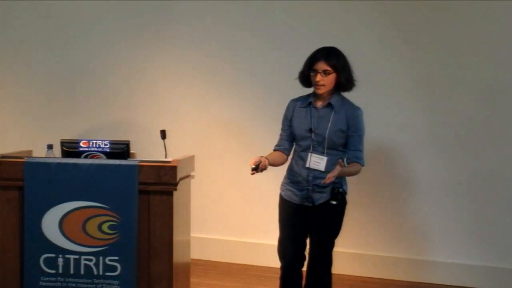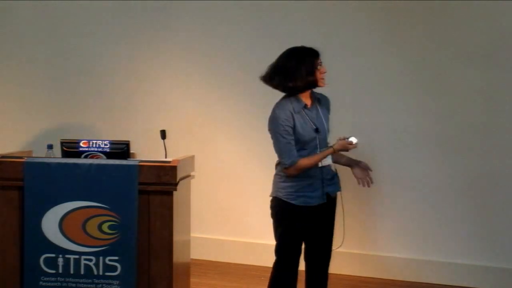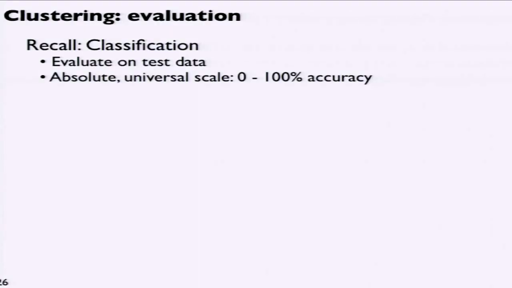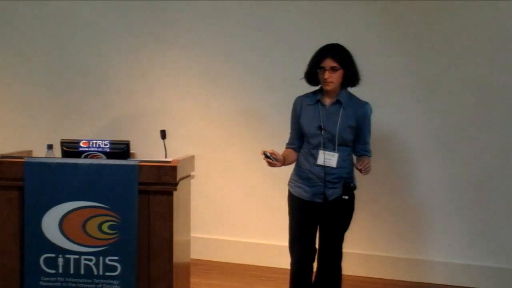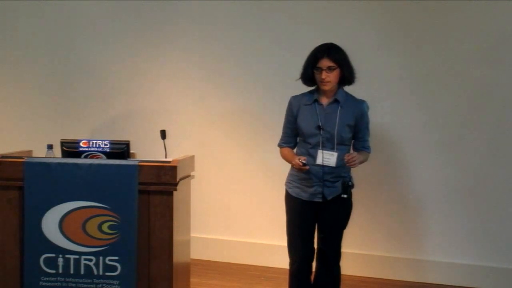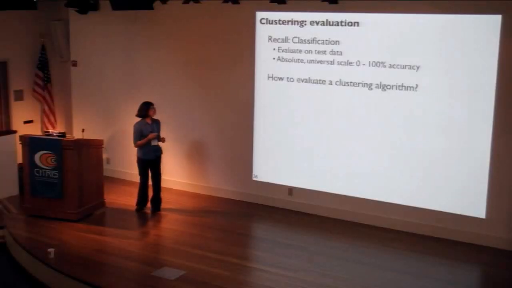So what do I do? Well, if you recall from classification, this is a much simpler problem. We have our training data, and we have our test data, and we evaluate on the test data. You just have a number in the end from 0 to 100%, no matter what classification algorithm you run, and it says how accurate you were. In clustering, the picture is much trickier.